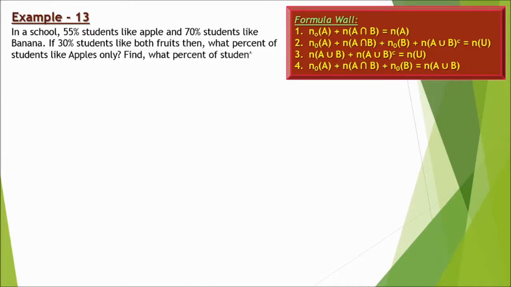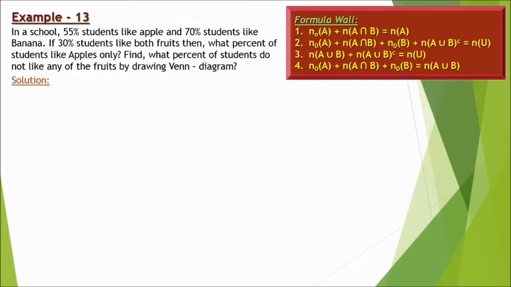Find what percent of the students do not like any of the fruit. First we have to find apple only, then by drawing the Venn diagram we will definitely find do not like, which means it is the complement, isn't it? We know that very well up to now. So, solution.